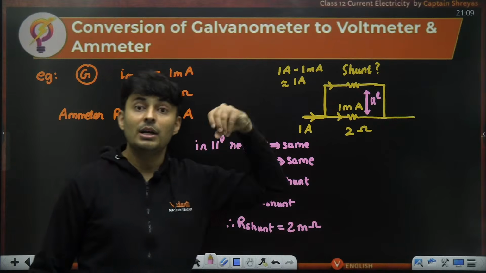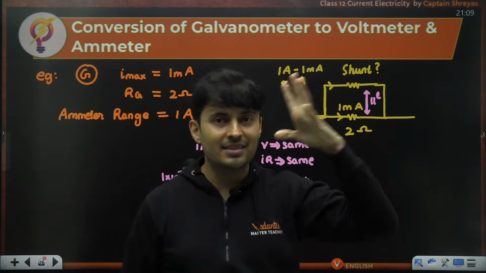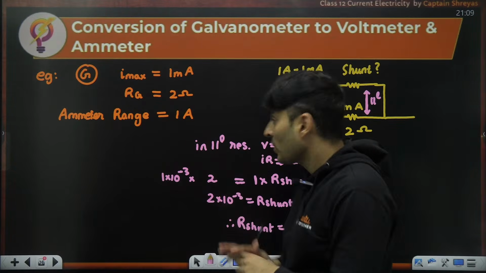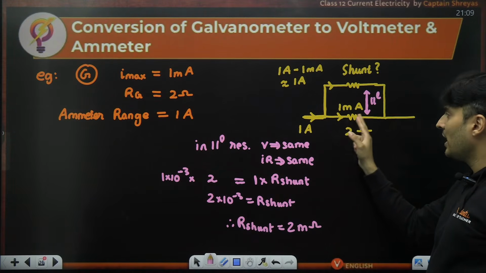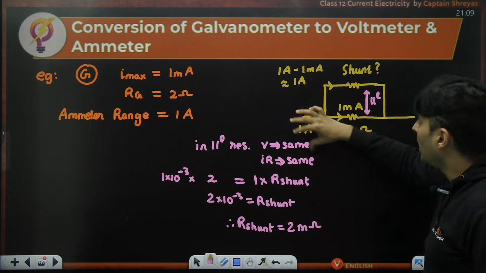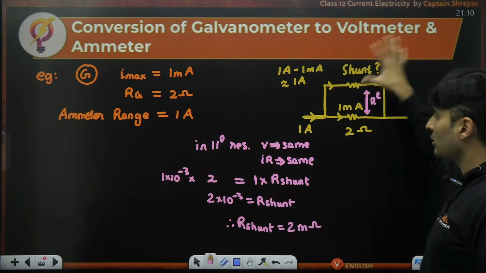If you have that, it will be able to measure currents up to 1 ampere. So even when 1 ampere goes, it will only allow 1 milliampere through the galvanometer, and it is safe, and most of the current is bypassed through the shunt.